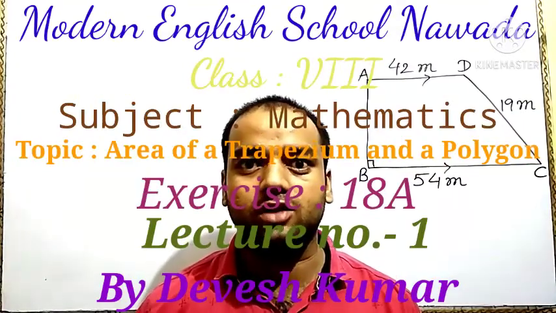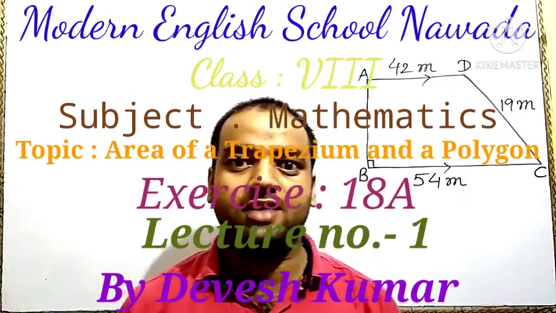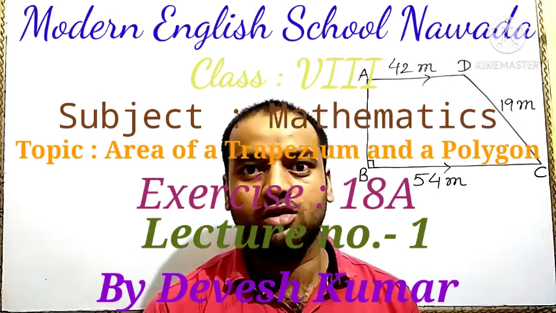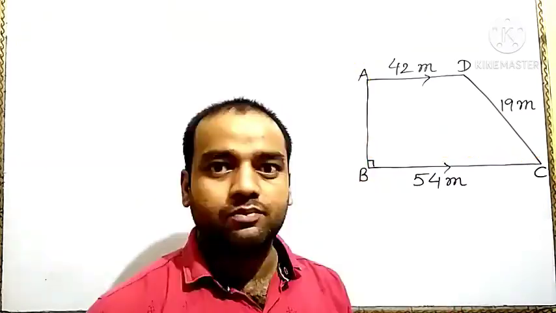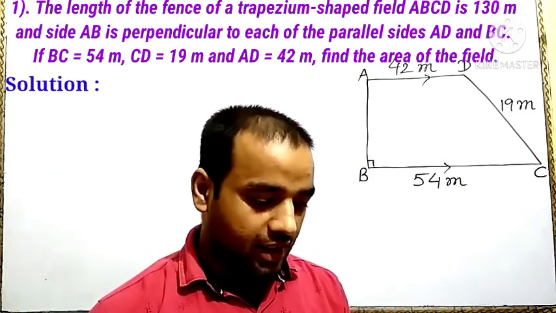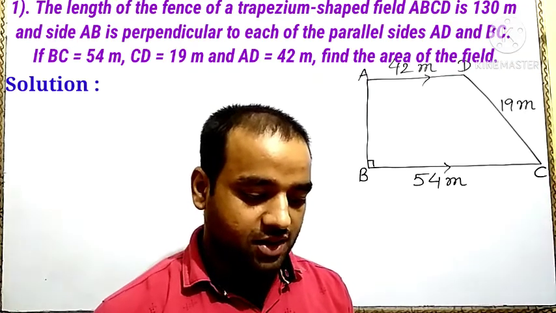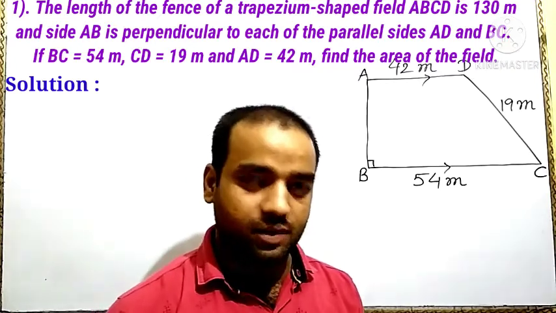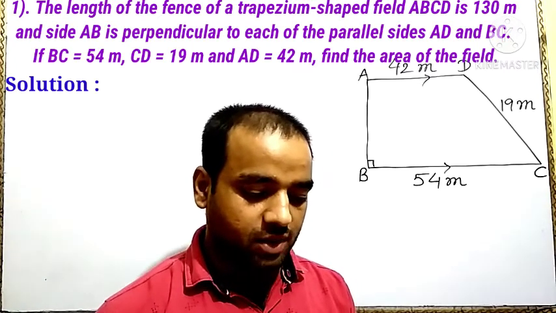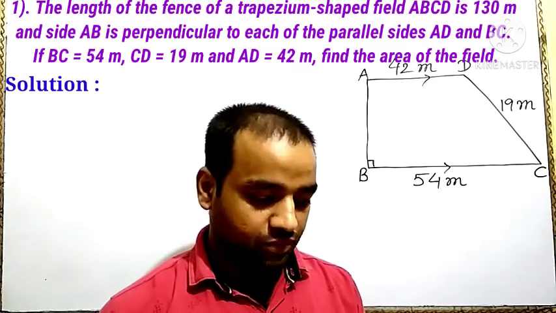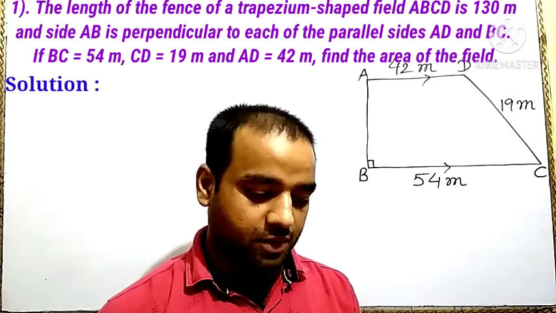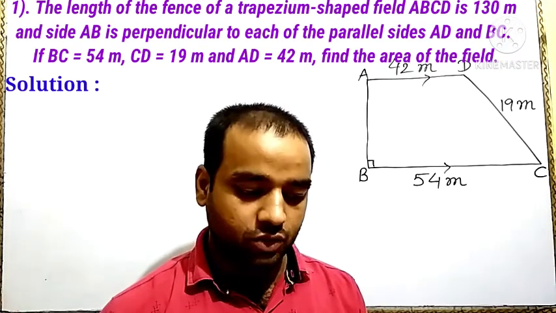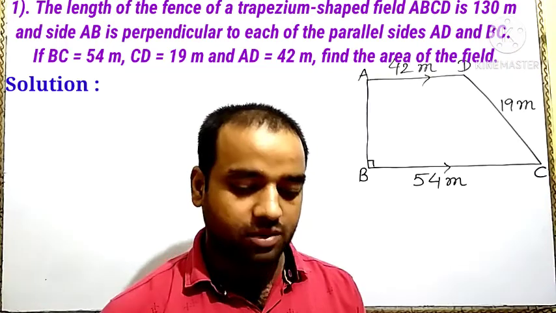Today, I am going to teach you some problems of exercise 18A of the topic area of trapezium and polygon. So, let us start question number 1. In question number 1, the length of the fence of a trapezium-shaped field ABCD is 130 meter and side AB is perpendicular to each of the parallel sides AD and BC. If BC is equal to 54 meter, CD is equal to 19 meter and AD is equal to 42 meter, find the area of the field.